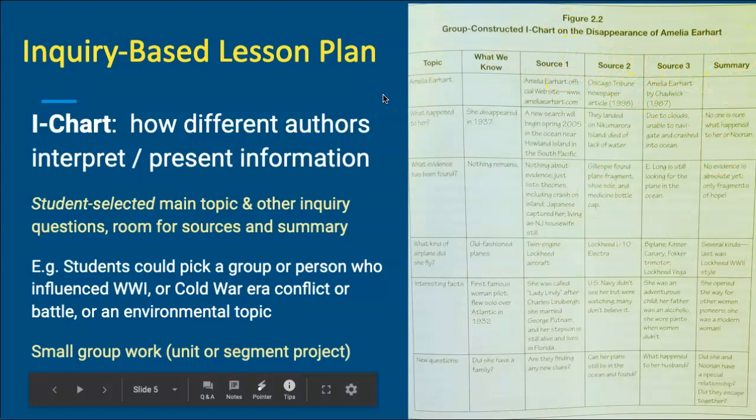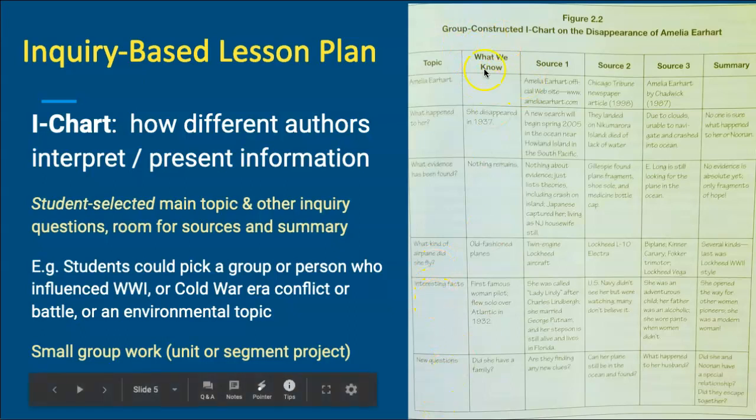So for example, students can pick a group or person who influenced World War I, or a Cold War era conflict, or battle, or an environmental topic, whatever unit you are working on, students can pick something from that unit to do a little bit more research on. In this case, they picked Amelia Earhart, so here's the main topic, and then what happened to her, what evidence has been found, what kind of airplane did she fly, interesting facts, and new questions.